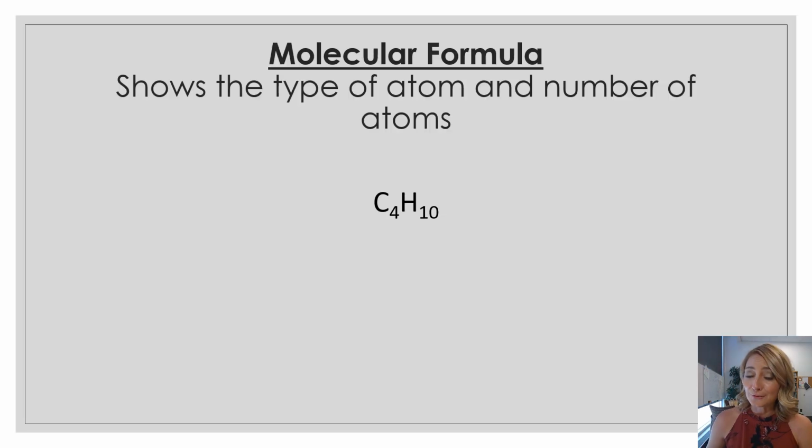So this is a molecular formula. This is what you've seen before, and it tells us absolutely nothing about the shape of the atom. It's useless to us, but this is going to tell us the type of atom, so I know I have carbons and I know I have hydrogens, and it also tells me how many of each of those. I have 4 carbons and I have 10 hydrogens. Wonderful. What it does not tell me is how those atoms are arranged in space.